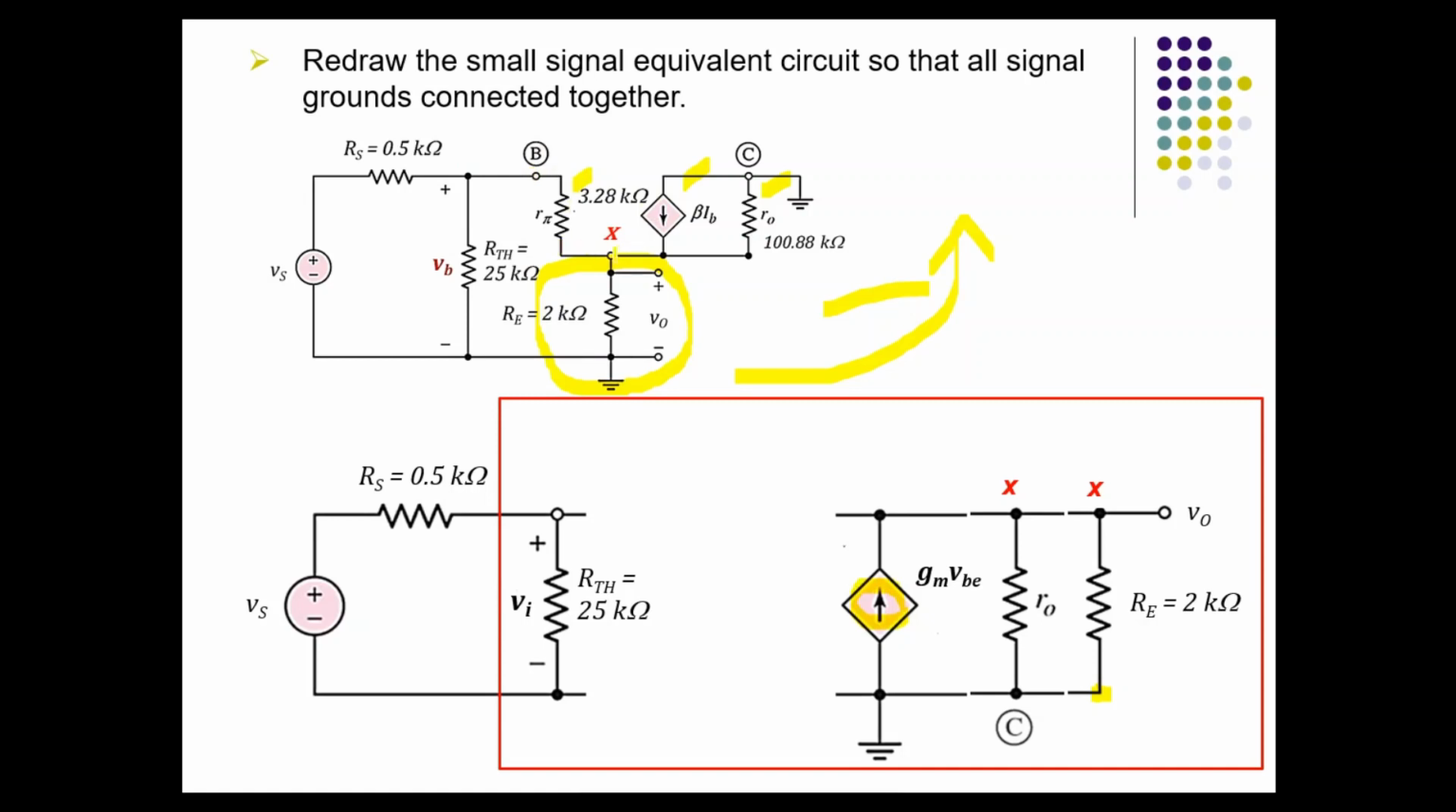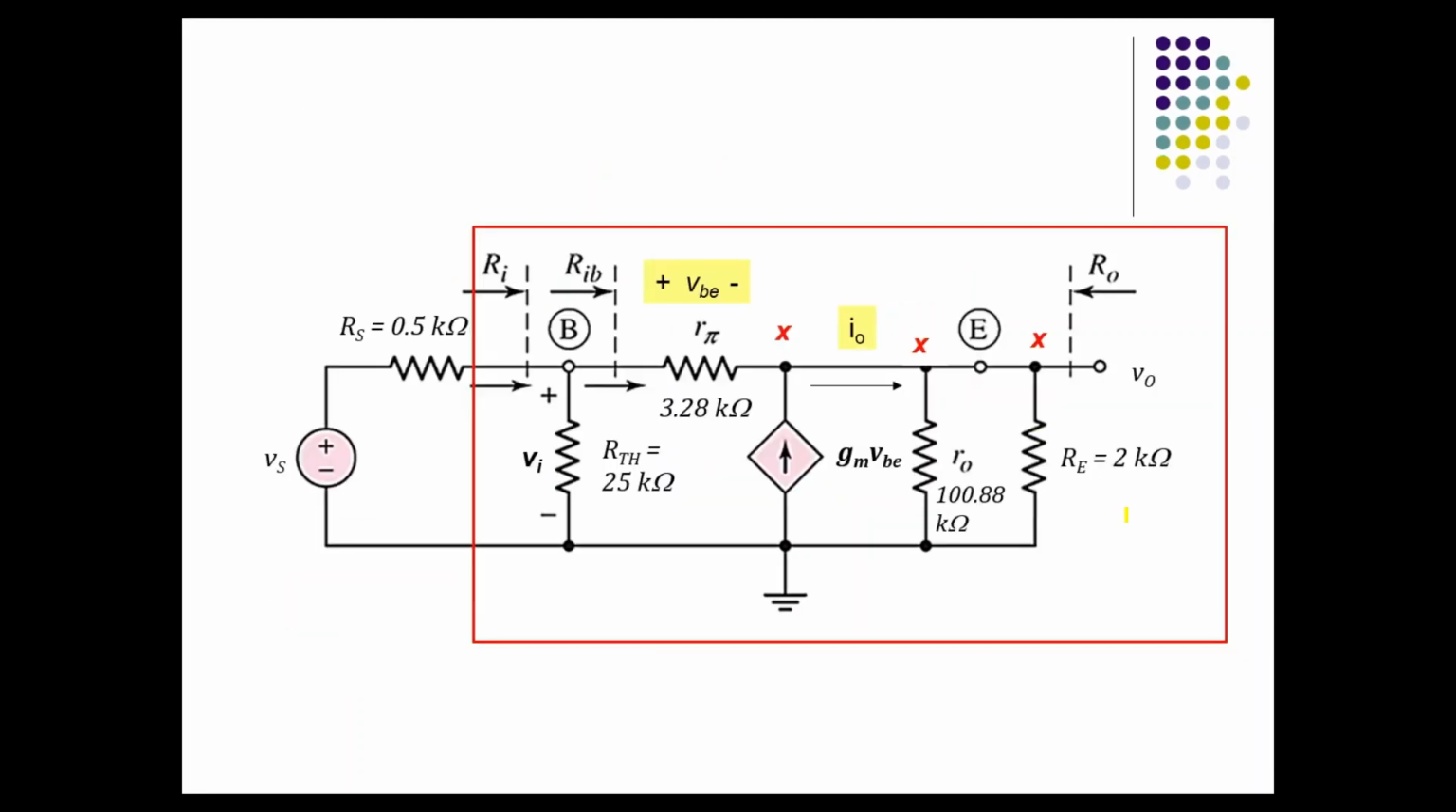So what do you think? How will R pi look like? This is my RTH, which is connected with B. So this is my B terminal. B and X, which means that my R pi will be a horizontal resistor like this, because this is my base connected with X. Now that you have rearranged all the components, so that the output side is on the right hand side and the input side is on the left hand side, we can do the steps to calculate the AVOC.